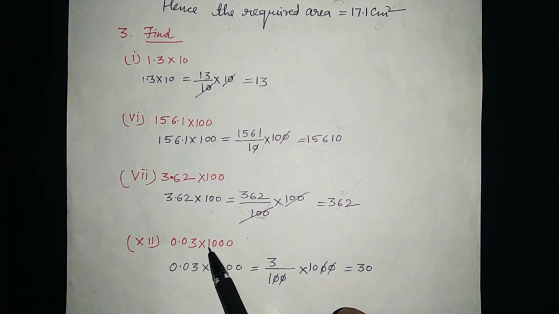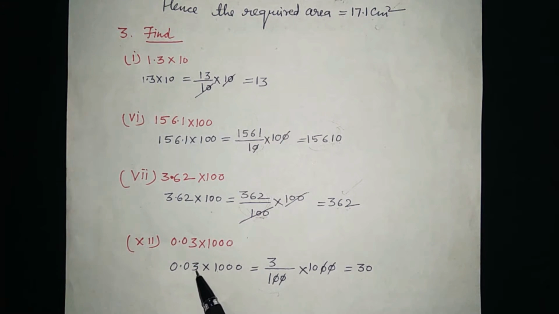0.03 into 1000. You can see that it's a decimal number. We can write it like this in fraction, 3 upon 100, because after decimal you can see two numbers, 0 and 3, two digits. Now 3 upon 100 into 1000, two zeros of 100 and these two zeros of 1000 we can cancel, and here 3 into 10, 30 is coming.